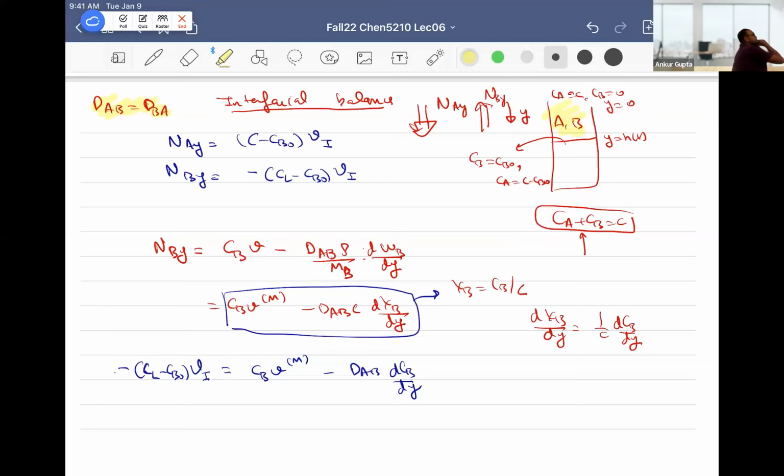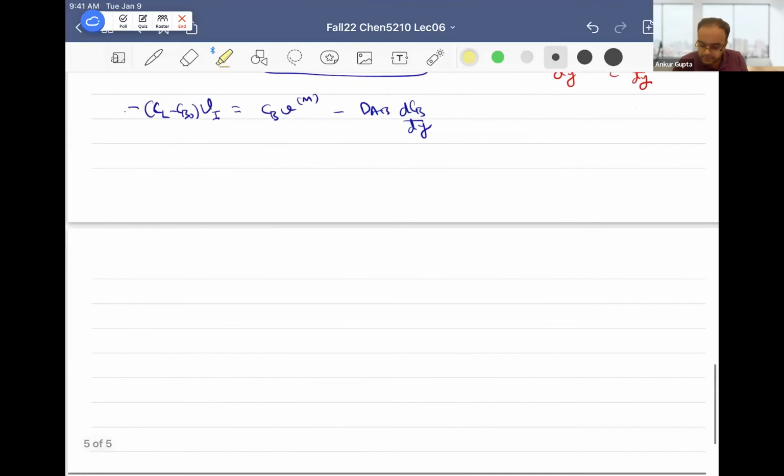So can I just solve it now? What is missing? Can I just integrate this problem right now? What is missing? Vm, yeah. So we don't know V molar. Great. So let's just find V molar first.